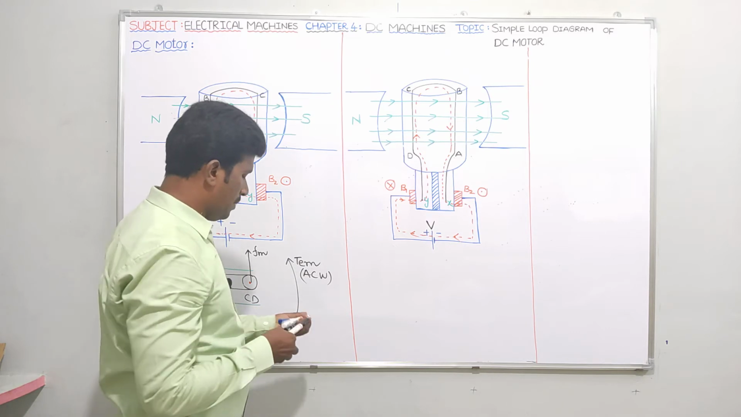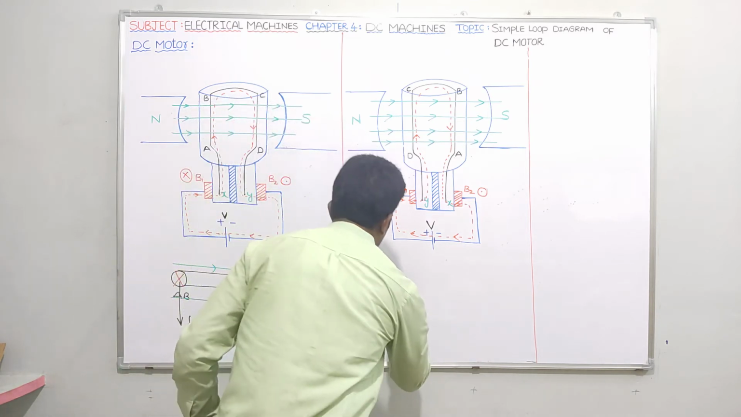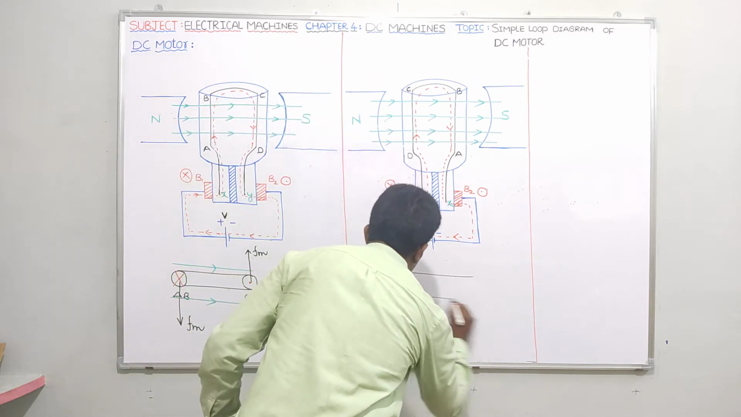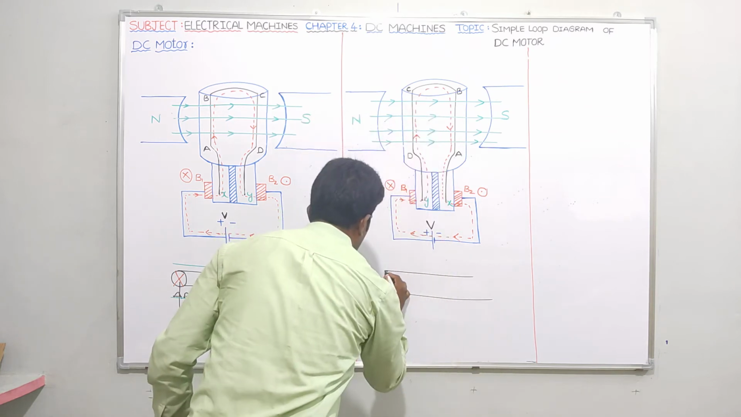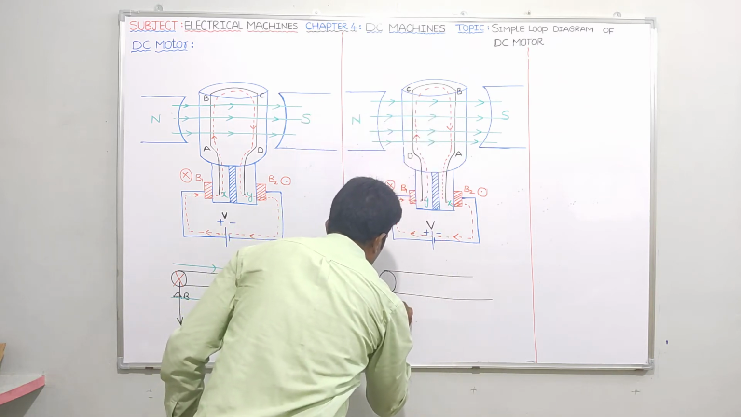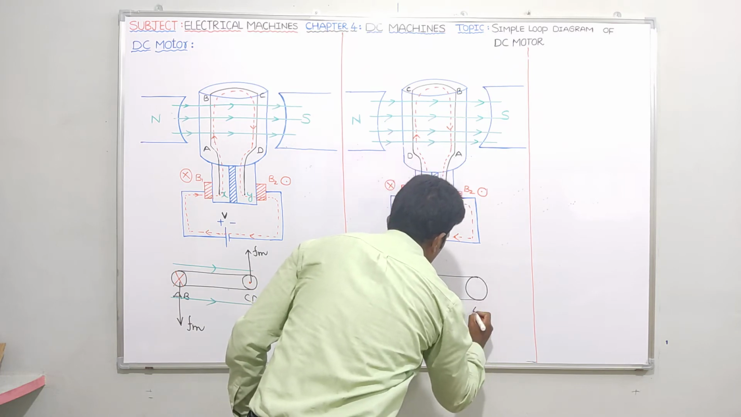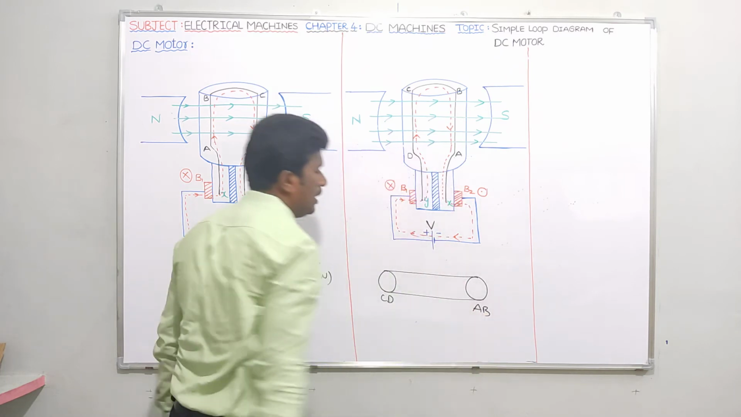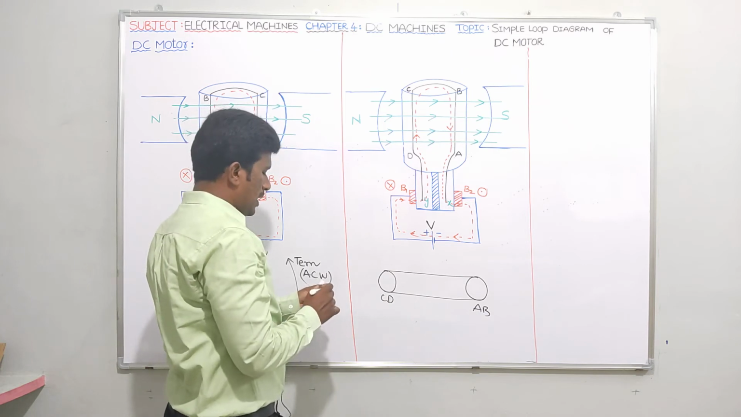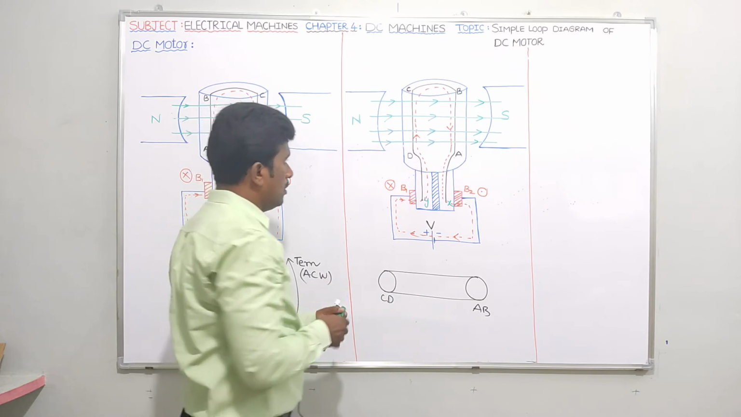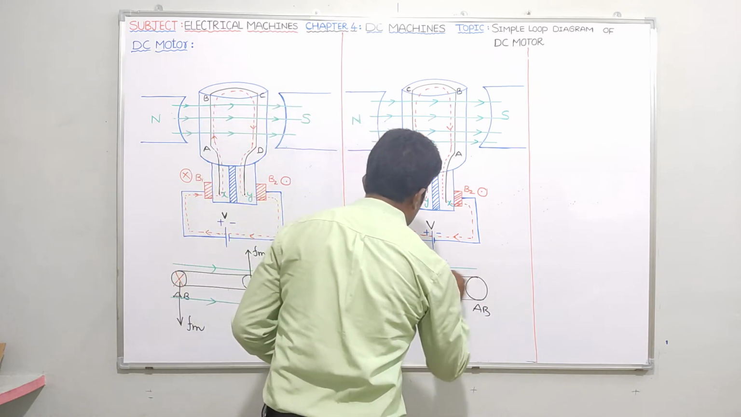Now once again let me repeat whatever I told previously. Here is the CD conductor, and here it is the AB conductor. ABCD is a coil. Now the direction of flux lines from the north pole to the south pole, flux lines are going like this.